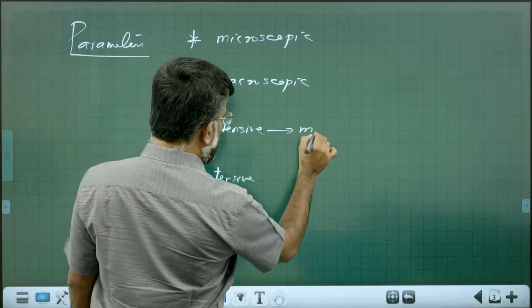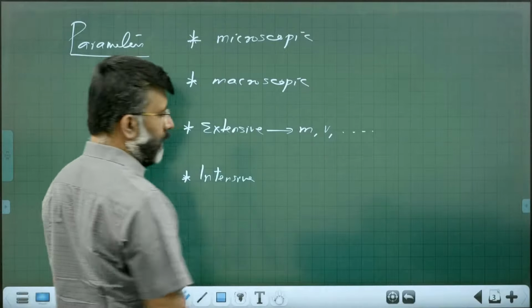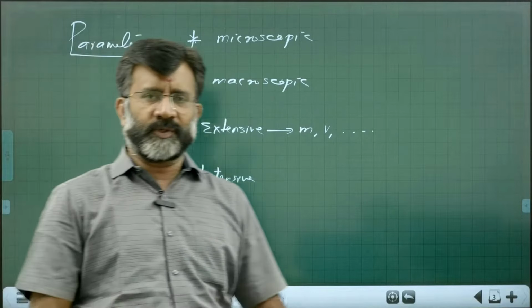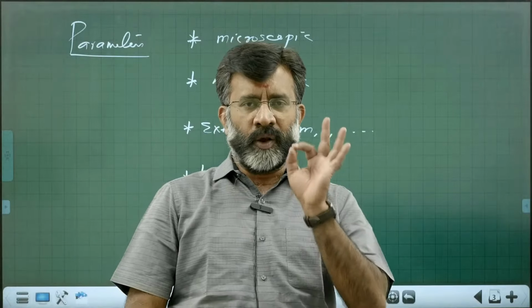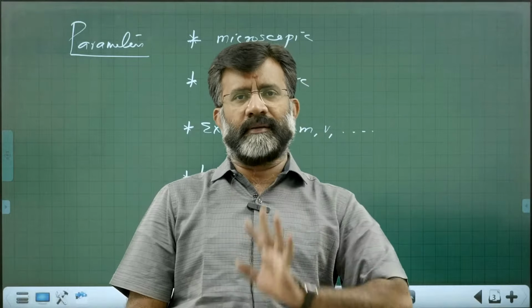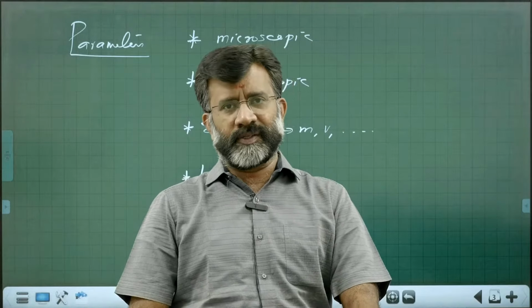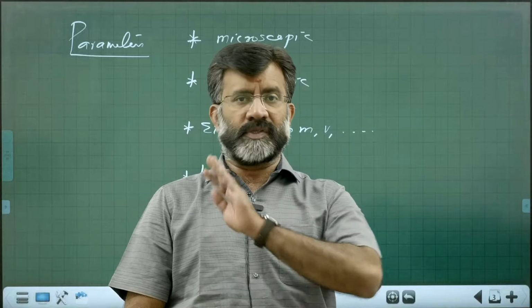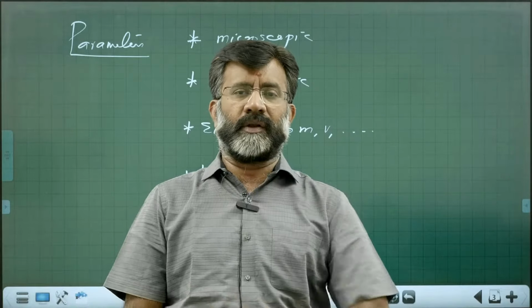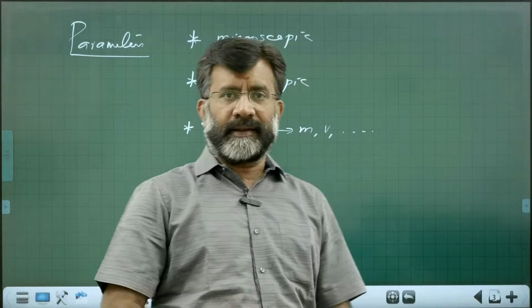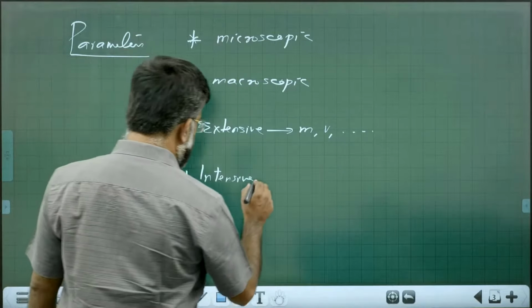If you take mass, volume, etc., it is an extensive property. Those properties which depend on the quantity of matter present are called extensive properties, and the property which does not depend on the quantity of matter, we call it an intensive property. For example, density.